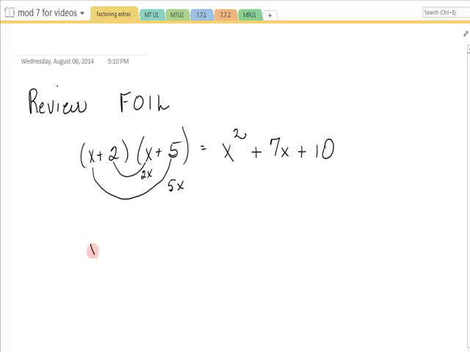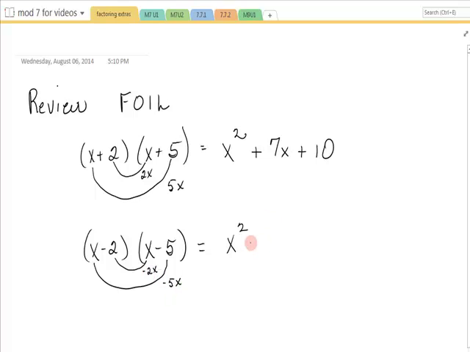Okay. What if it had been x minus 2 times x minus 5? I do have a purpose for all these examples that are reviewed. Product of the first is x squared. The outer product is x times negative 5 or negative 5x. The inner product is negative 2x. Now the like terms are both negatives, so I get negative 7x. But negative 2 times negative 5, negative times negative, is still positive.